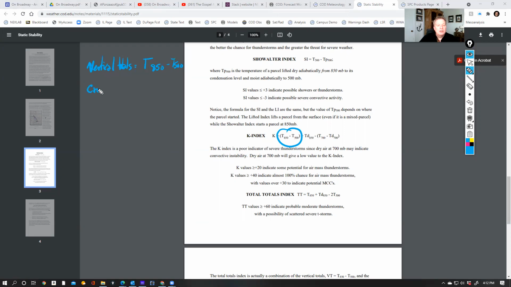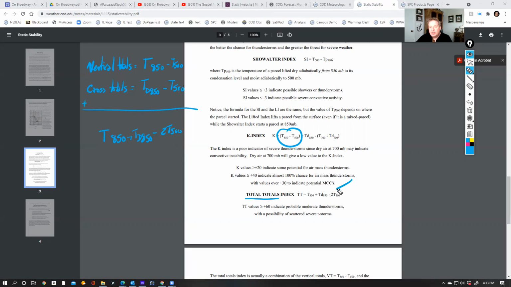Then we have something called cross totals, saying, well, you know what? I need to have humid air at 850. So instead of that, I'll just take the dew point at 850 and subtract off the 500. So it's crossing from the dew point to the temperature. But if I add those two together, I get the temperature at 850 plus the dew point at 850 minus 2 times the temperature at 500. And then we call that the total totals. So the vertical totals plus the cross totals is the total totals.